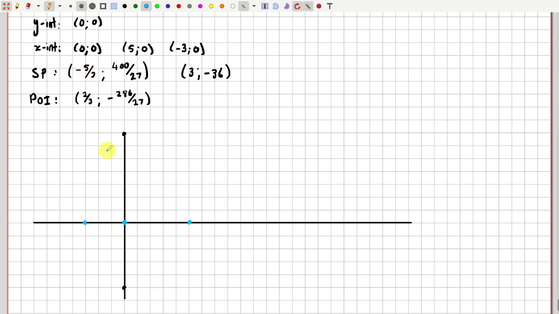Then let's look at our stationary points. We've got minus 5 over 3. That's minus 1 and 2/3. So there's our minus 1, and 2/3 will be 2/3 of the way that side. And then the 400 divided by 27 was 14 odd. That's 14.81. So we go all the way to 14.81. That's going to be close to the middle of this one, seeing as we're counting in twos. Let's just make it there.